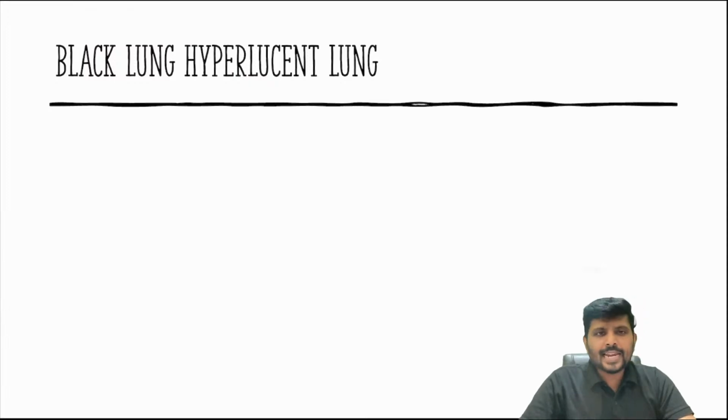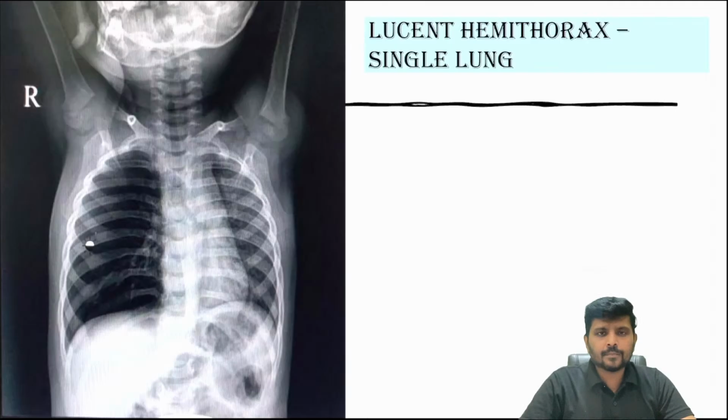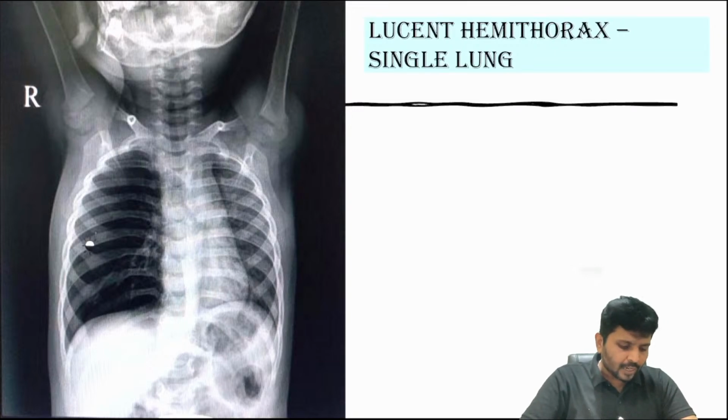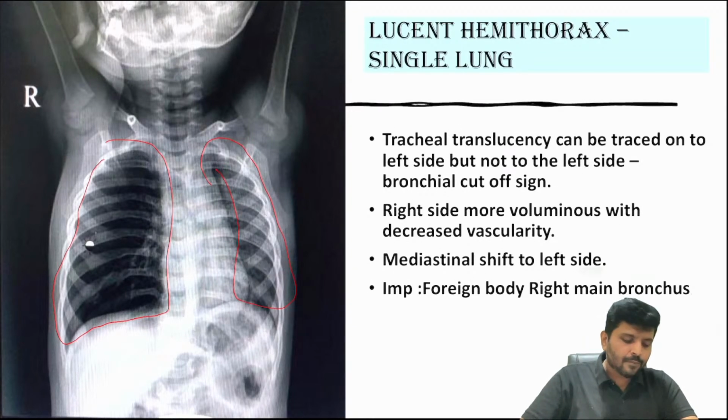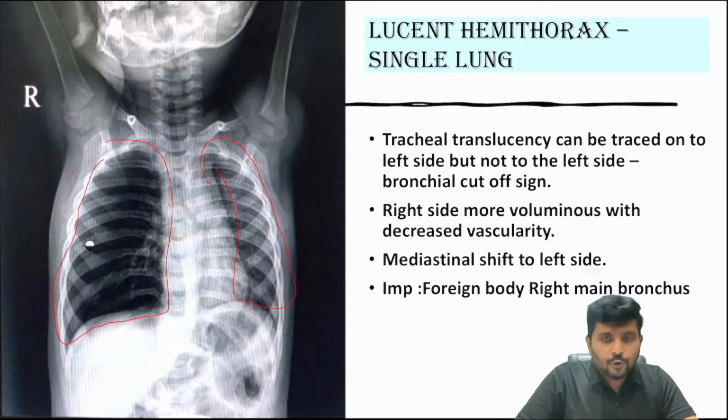Right. Then comes black lung, otherwise known as hyperlucent lung. Look at this. What is this? Lucent lung, single lung. The volume of the right lung is more compared to the volume of the left lung, and also the right lung is more lucent or black compared to the left lung. Whenever you get this kind of lucent, increased volume of one particular lung, this is called obstructive emphysema pattern.